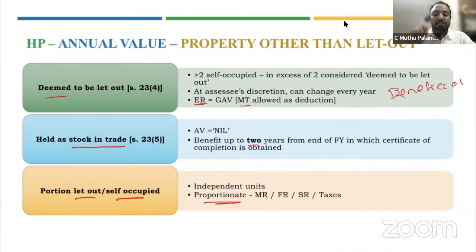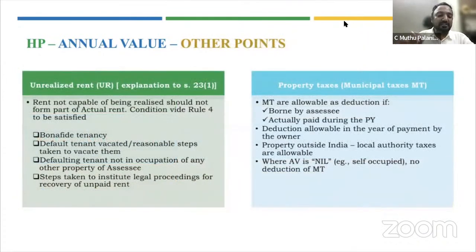So these are the 6 situations where your gross annual value is different. We already saw 3, where it is self-occupied, where it is partly let out, partly self-occupied, and in situations where your annual rental is less than expected rent because of vacancy. The first 3. The other 3 are deemed to be let out, held as stock in trade, and 2 independent units, where 1 portion is let out, 1 portion is self-occupied. So all this is covered under your gross annual value. So these are different situations.